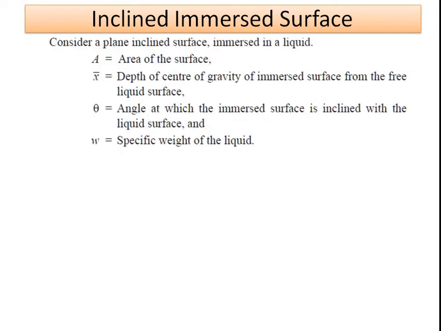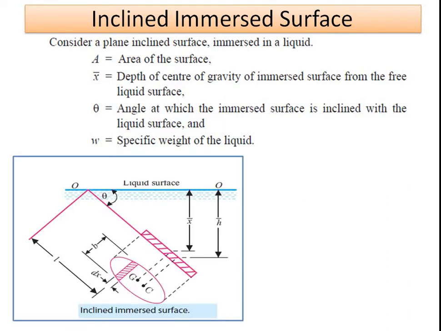Now, consider an inclined surface immersed in a liquid. This is the liquid container in which we are inserting a surface in an inclined position. Let A be the area of the surface, x bar be the depth of the center of gravity of the immersed surface from the free liquid surface, theta be the angle at which the immersed surface is inclined with the liquid surface, W be the specific weight of the liquid, and h bar be the depth of the center of pressure.